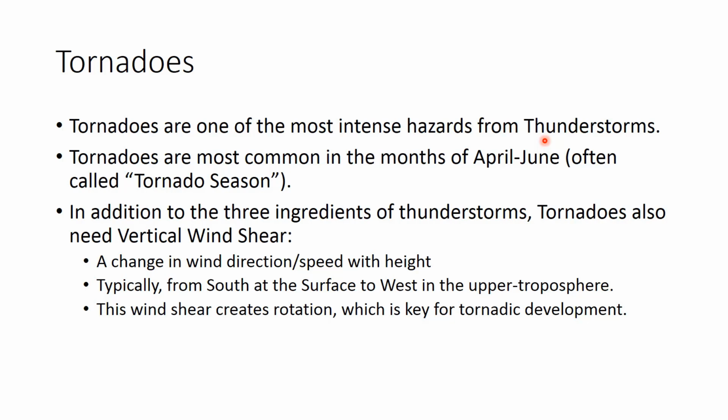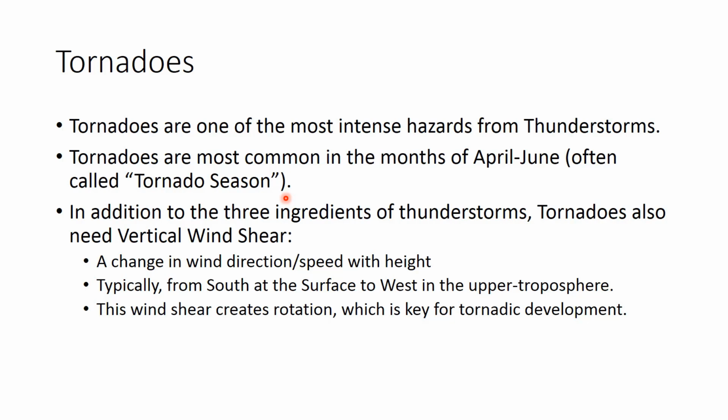Now with that said, what makes the difference between a typical thunderstorm setup and a tornado setup? Well, in order for you to have tornadoes, you still need to have the same conditions that you had with thunderstorms. But you need a few more things. And those few more things in particular are what is called vertical wind shear.